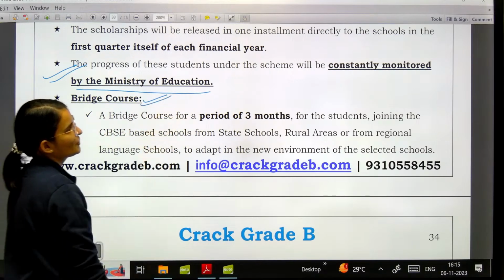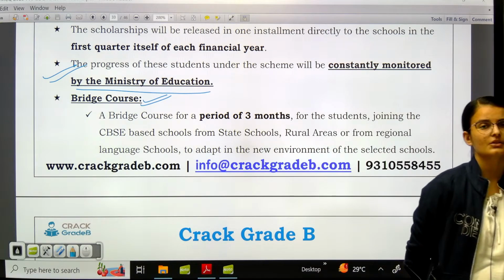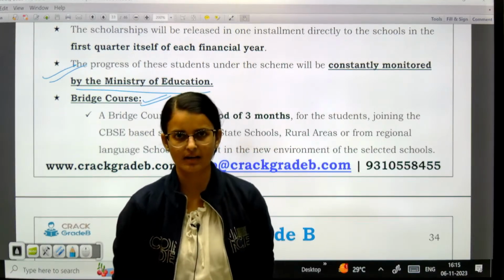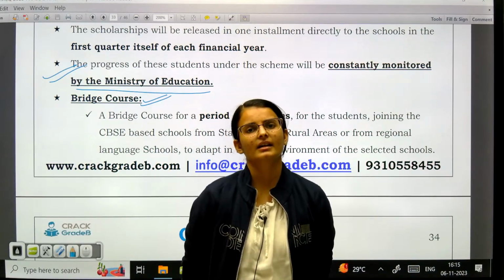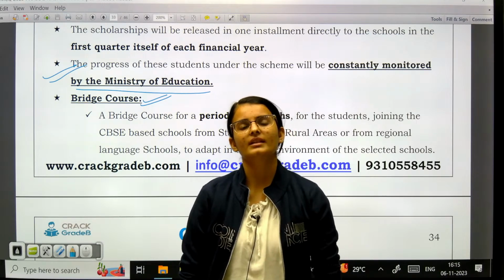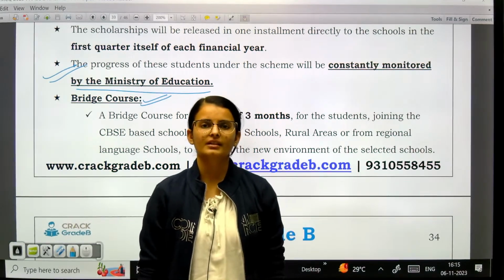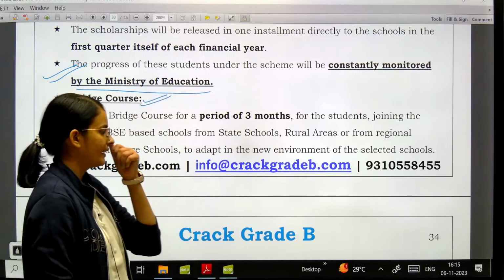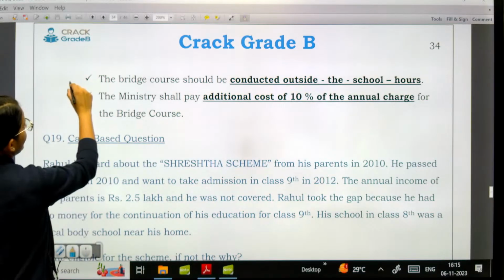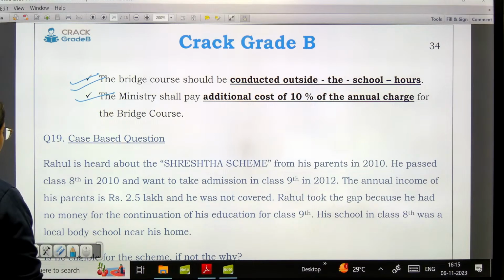Now there is a course called Bridge Course under the scheme. The bridge course is of a time duration of 3 months. This is basically outside the school hours. Training and other education-related skills will be provided to the students to make them at par with the other students, okay. So basically to make them adapt to the new environment of the other school, the bridge course has been provided for the students. Now the bridge course should be conducted outside the school hours, and the additional cost is 10% of the annual charge.